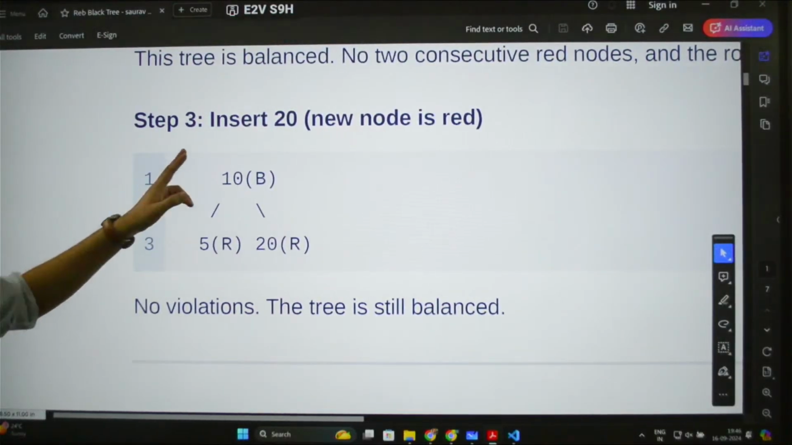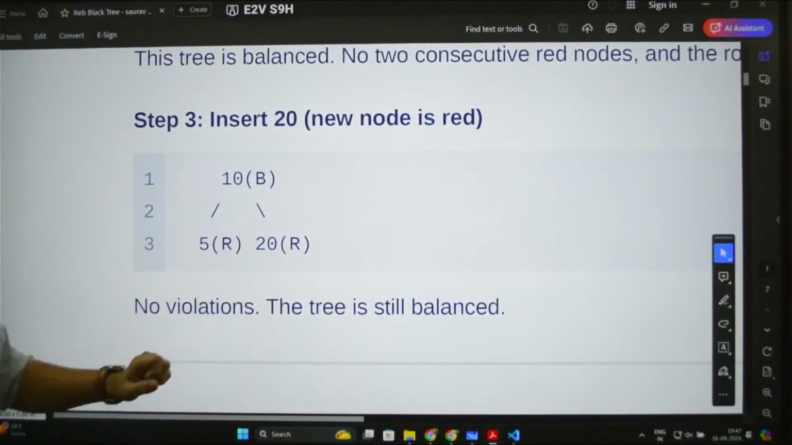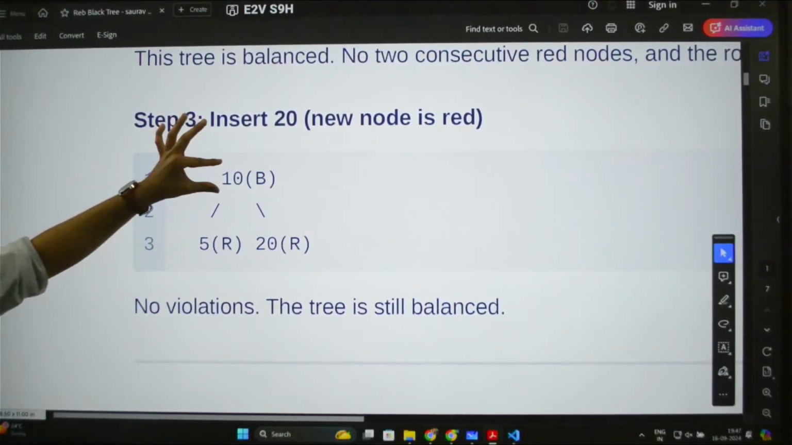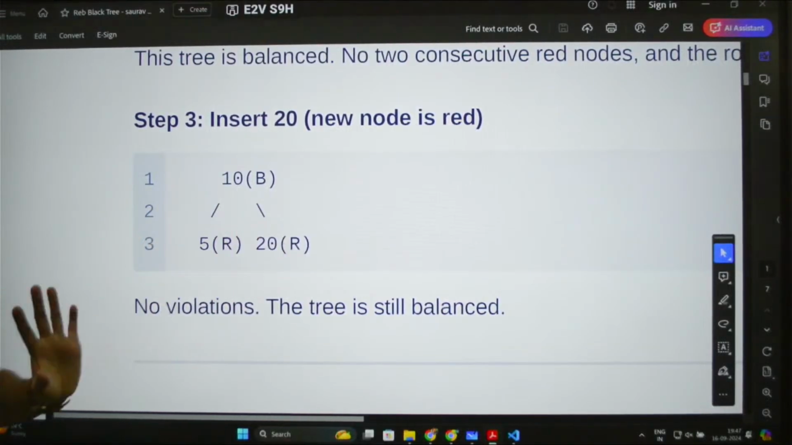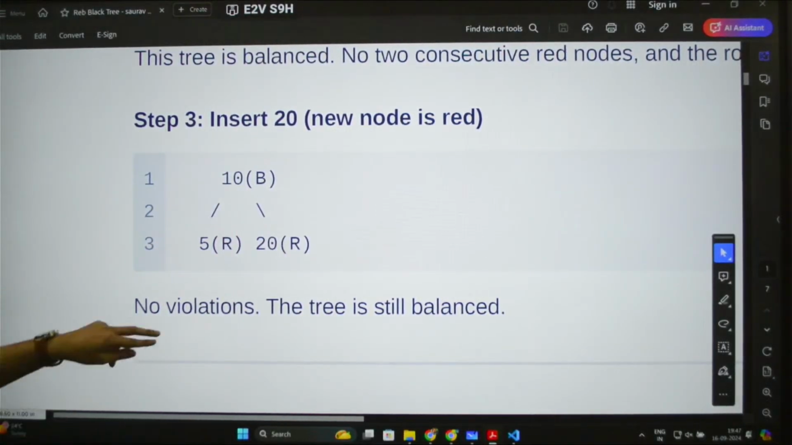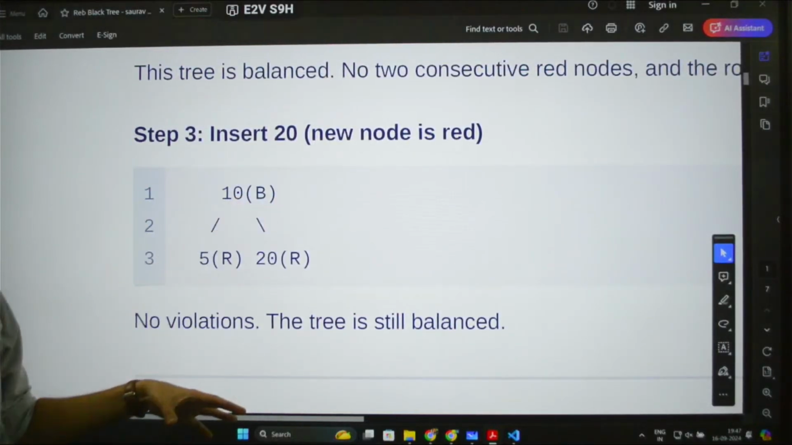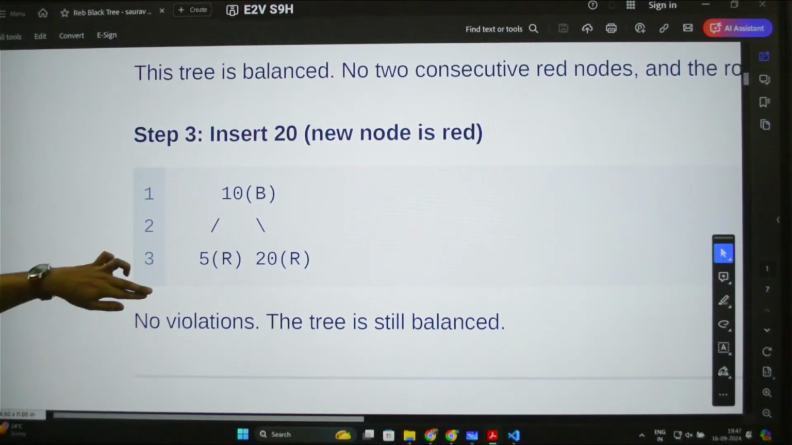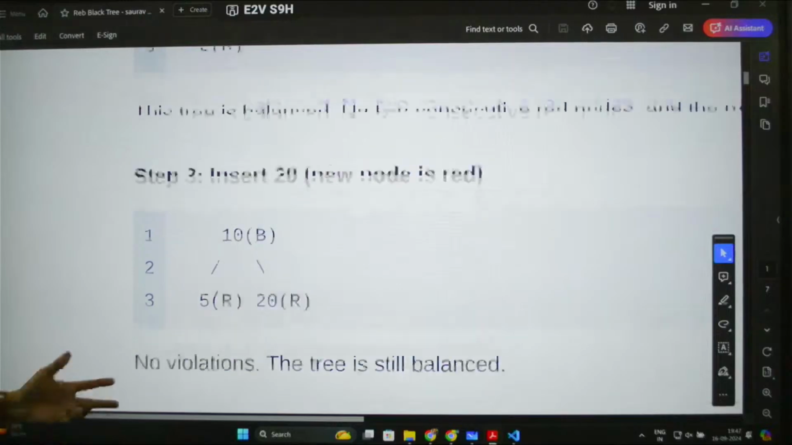Then I said insert 20. The new node is red. So in this case the new node goes to the right. Now here you see that the main parent, which is 10, is black, but both the children are red and red. Okay. So no violations, the tree is still balanced. A black node can have multiple red children also. So no problem, no worries, right? It is very much clear. Now in this case no violation is there.